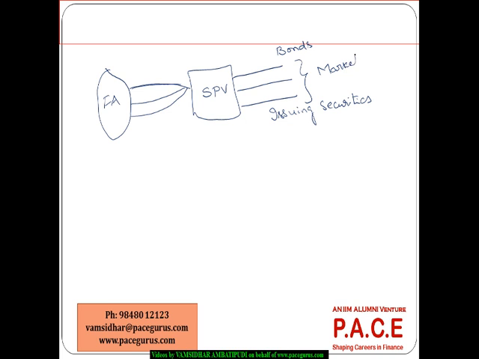So in a way, the bonds that are issued by the SPV are fetching cash for the SPV from various investors, who in turn are paying that cash to this entity and purchasing the financial assets of this entity. This is the overall process that is going on in the case of securitization.